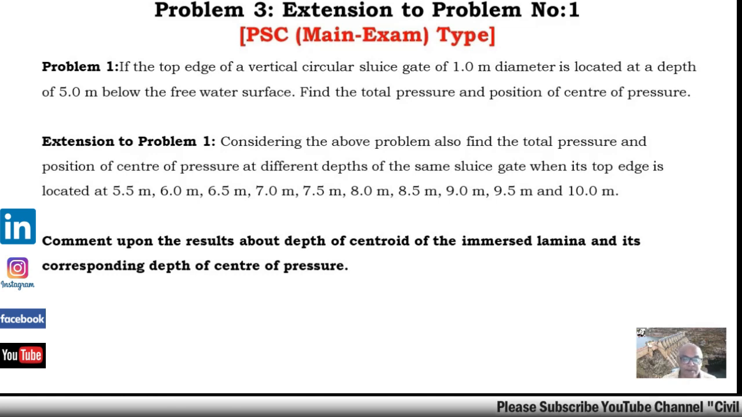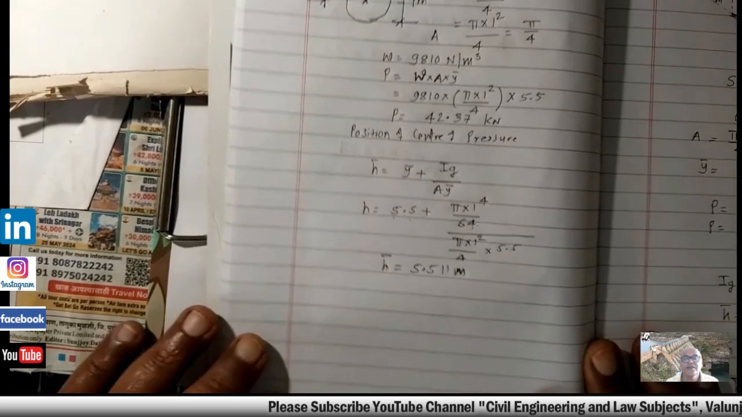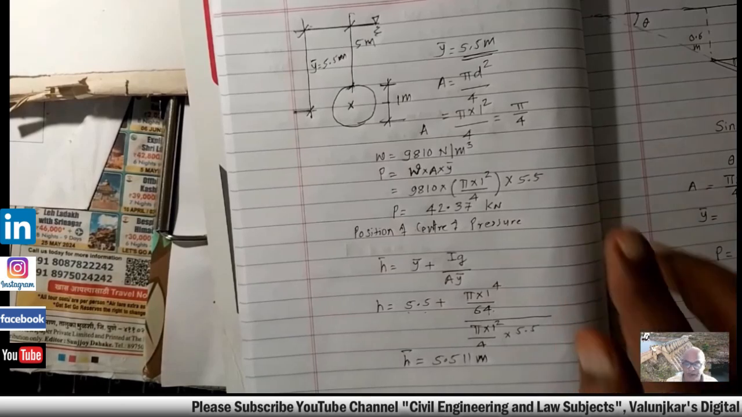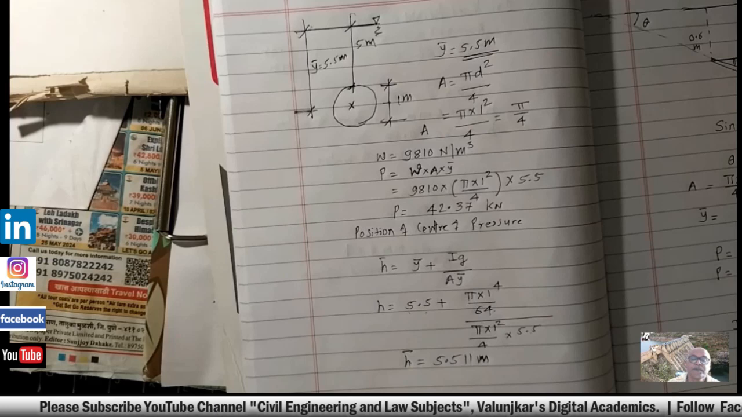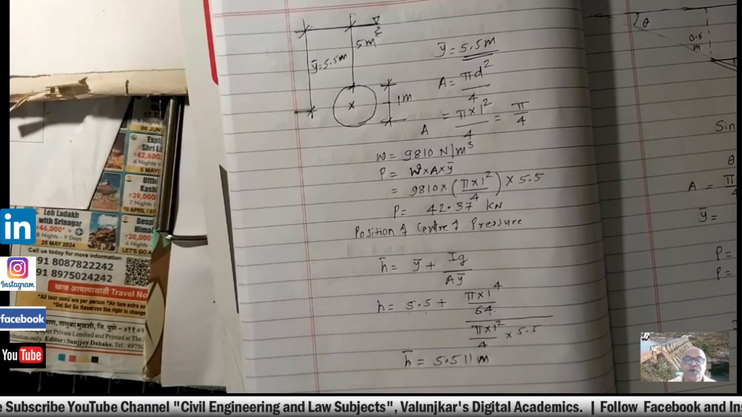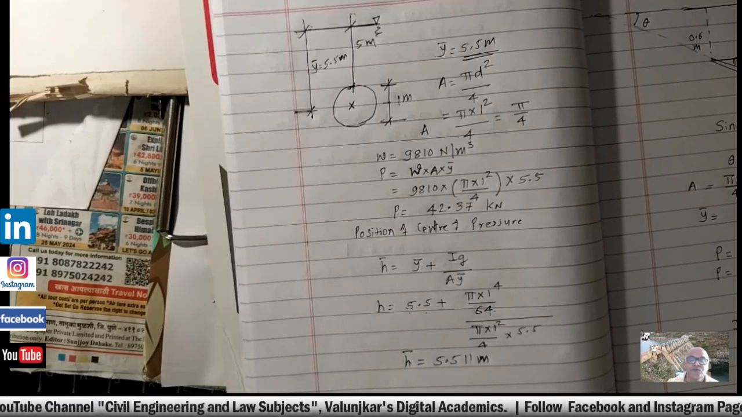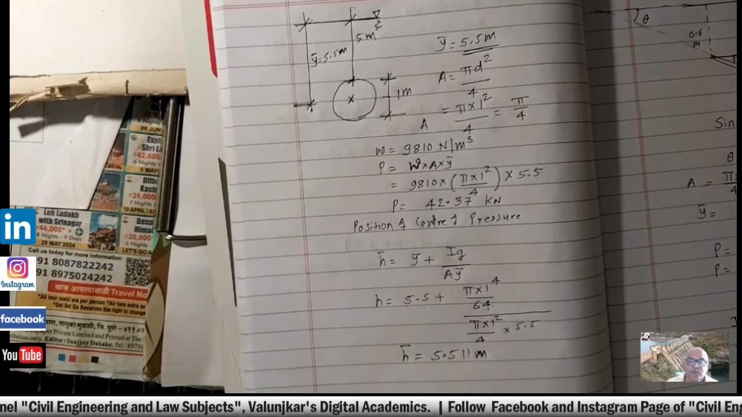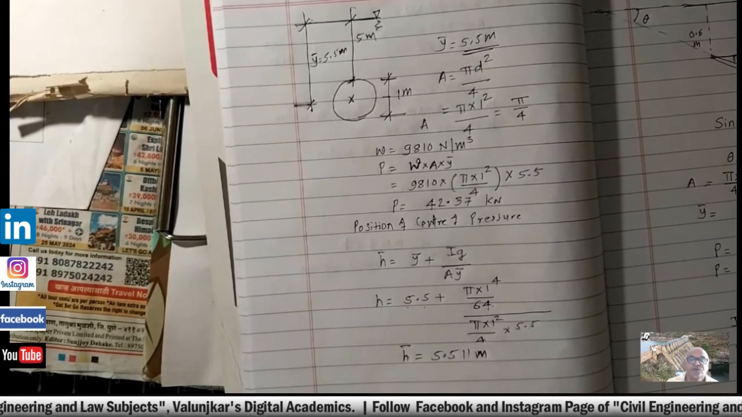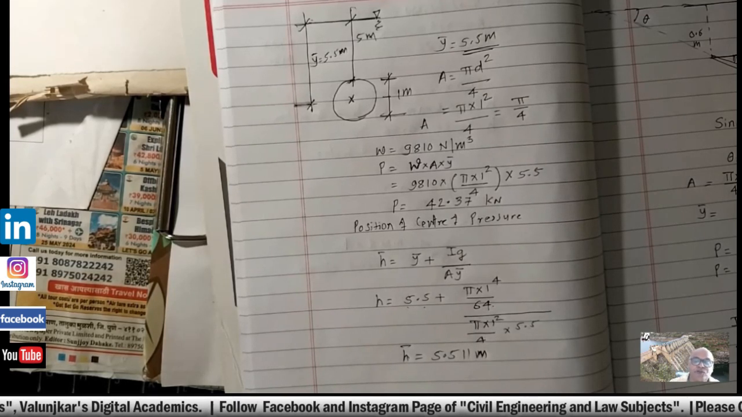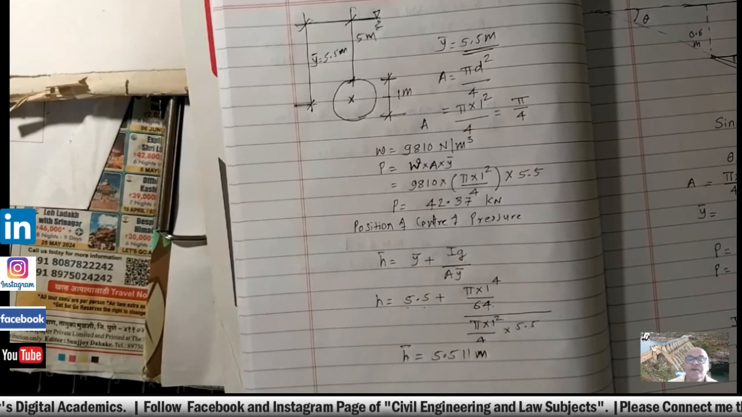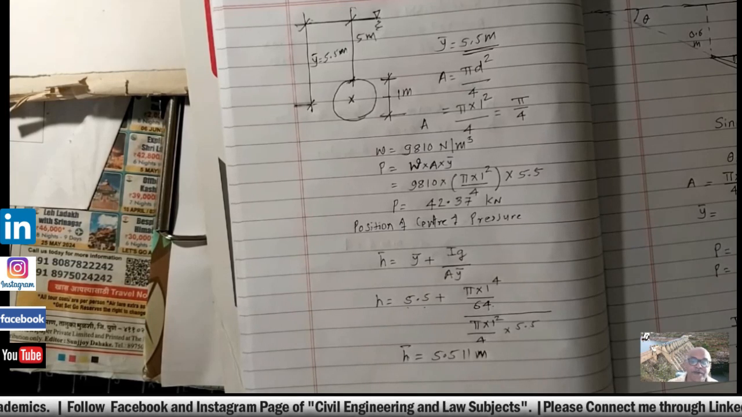Okay, so this is the problem that we solved as the first problem. Y bar we found as 5.5 meter, area pi by 4, then P we found as 42.37 kilonewton, and the center of pressure we found as 5.511 meter. So P is 42.37 kilonewton, and H bar is equal to 5.511 meter, and our Y bar was found as 5.5 meter in this case.